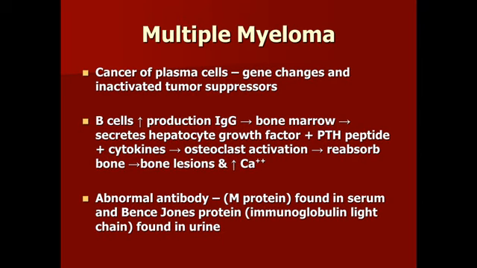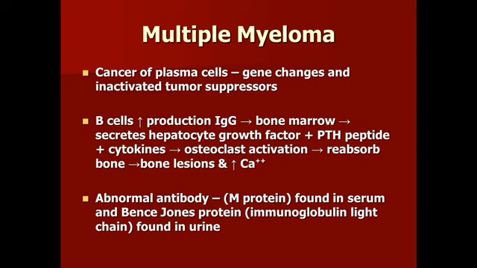So when you think about multiple myeloma, the big thing you want to think about is this antibody that is being produced to these structures called light chains. And the end result of this antibody production to these light chains is the activation of osteoclasts, which then is going to lead to bone lesions and hypercalcemia.